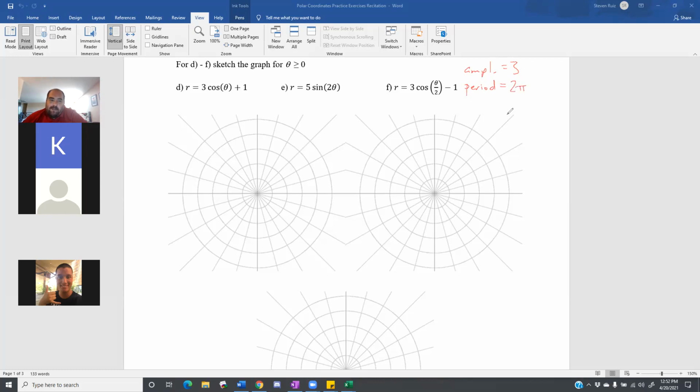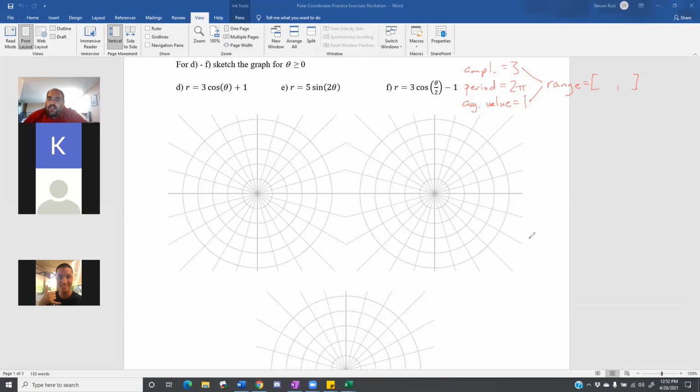And then does the +1 mean that the whole thing shifted over? Yep. Basically, I call that the average value. Other people call it the center line or the middle. But basically, the average value is 1. So from the amplitude and the average value, I can figure out the range. What's the range of this function? Is the radius 3?